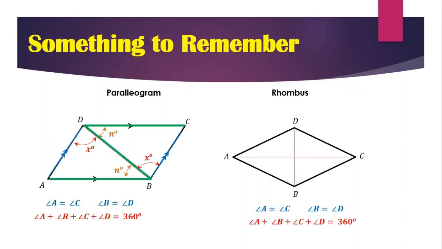Okay, let's say AC and BD intersect each other at one point. AC and BD are diagonals. AC is the horizontal diagonal and BD is the vertical diagonal. Right? And they intersect each other at one point, at 90 degrees, perpendicular. So what are the properties?